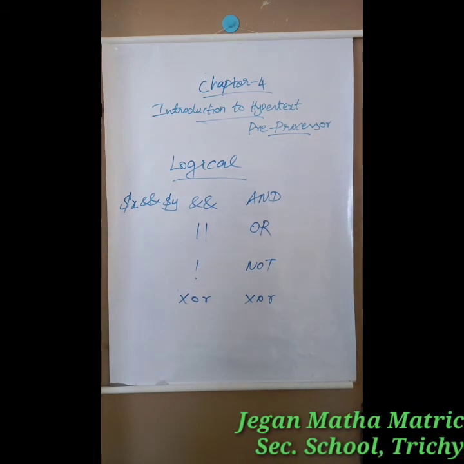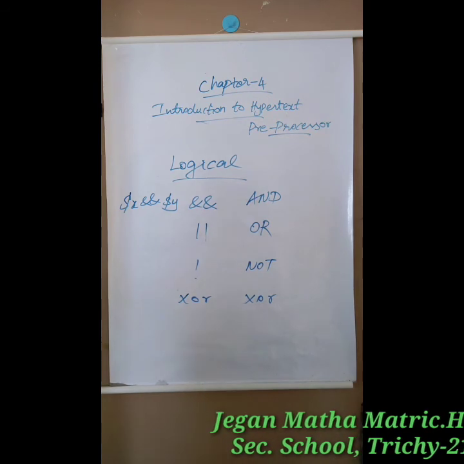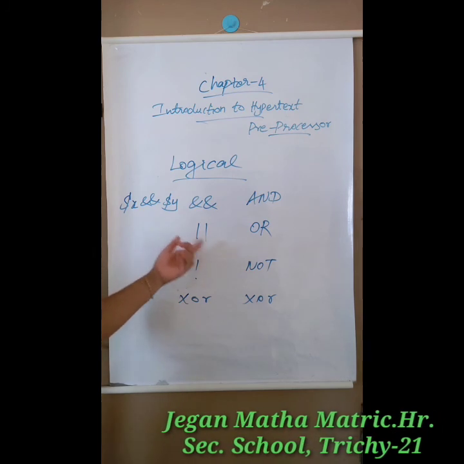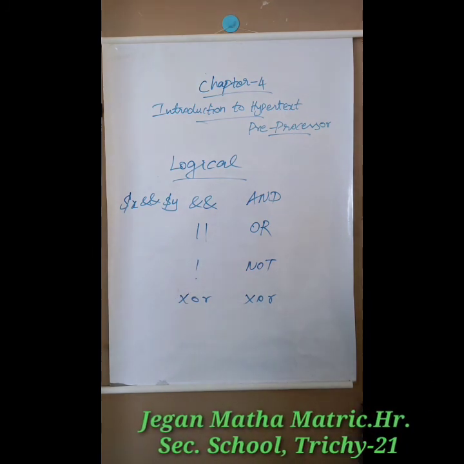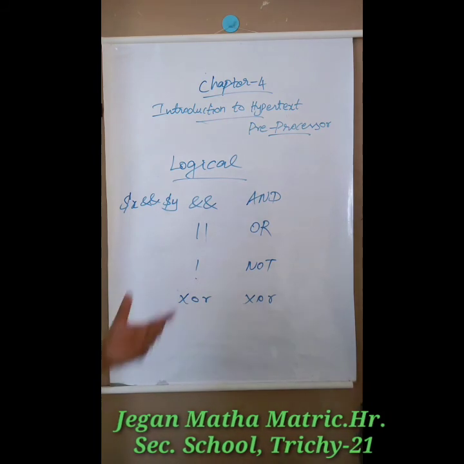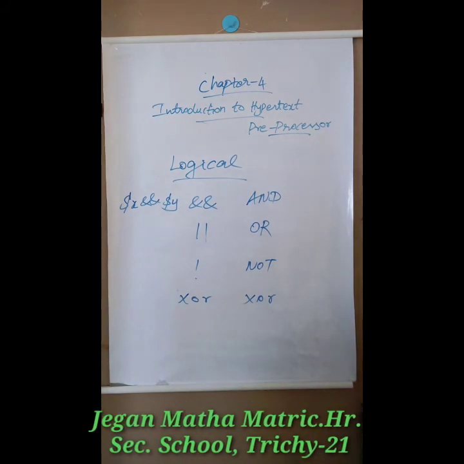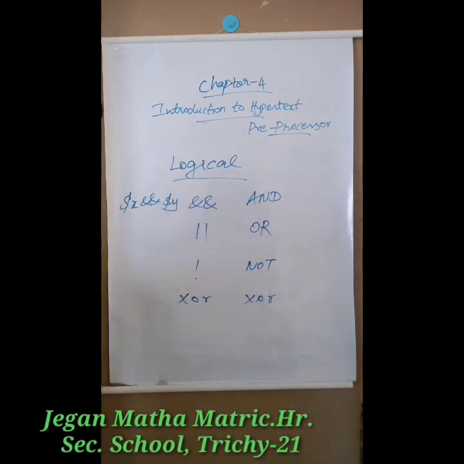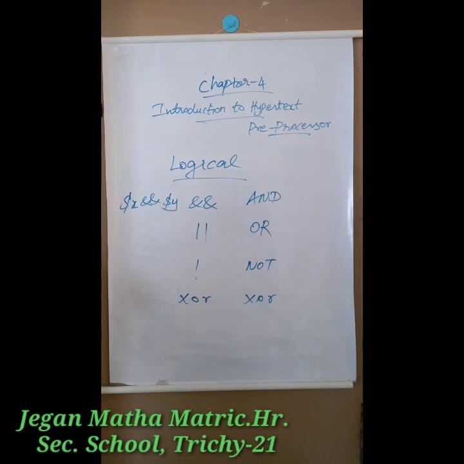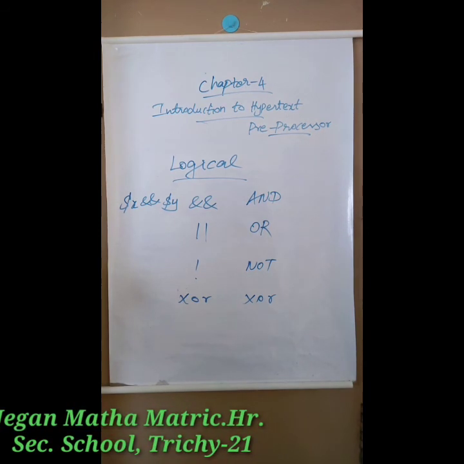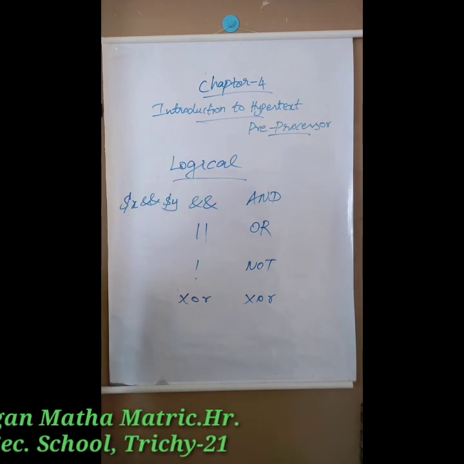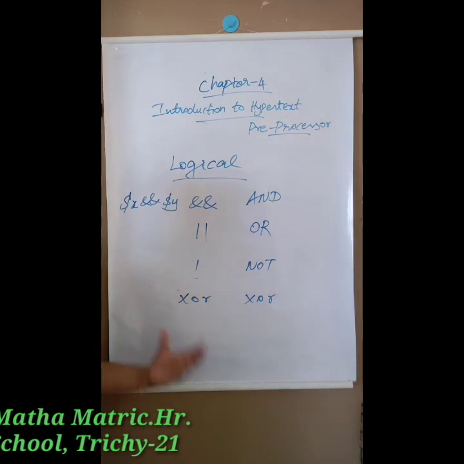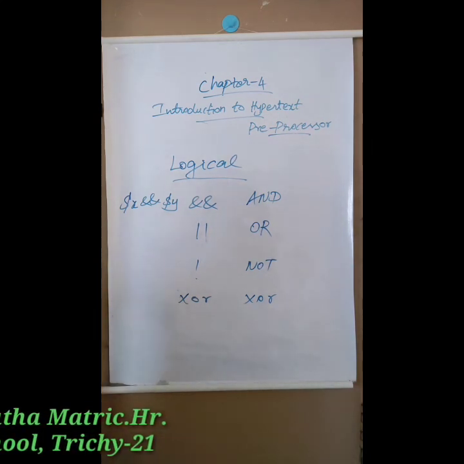Then the OR operator, true if either $x or $y is true. So if any one input is true, it produces the result true. The next one is the NOT operator, true if x is not true. If x is not true, it displays the result true. The next one is XOR, true if either x or y is true, but not both. So it produces a true result if any one is true, but if both values are true, it returns false.